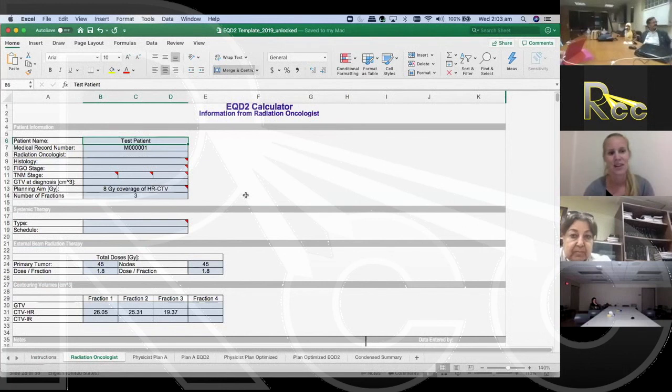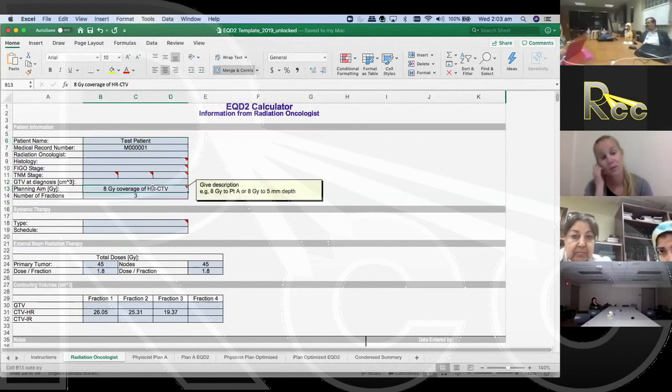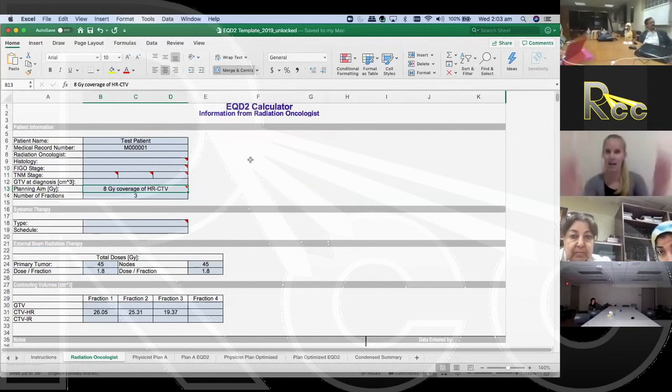So in my department, what we aim to do with our brachytherapy treatments is we give 8-gray coverage of our high-risk CTV. So we try and get our 8-gray isodose line to cover our high-risk CTV.